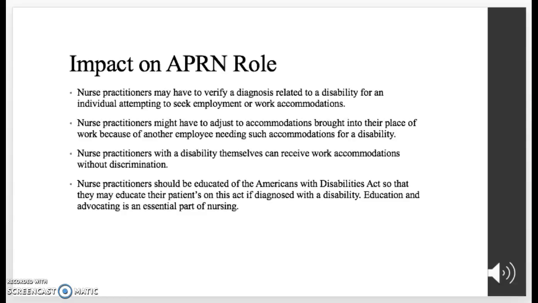Nurse practitioners should be educated on the Americans with Disabilities Act so that they may educate their patients on this act if diagnosed with a disability. Education and advocating is an essential part of nursing.